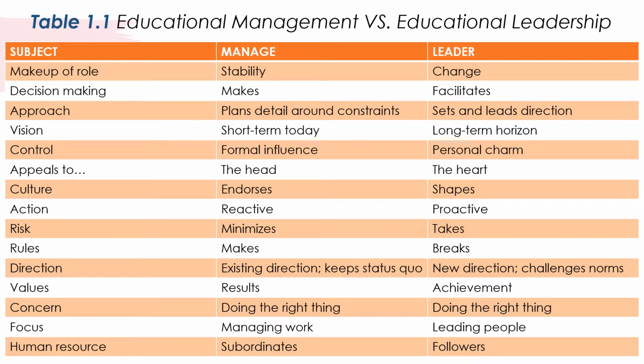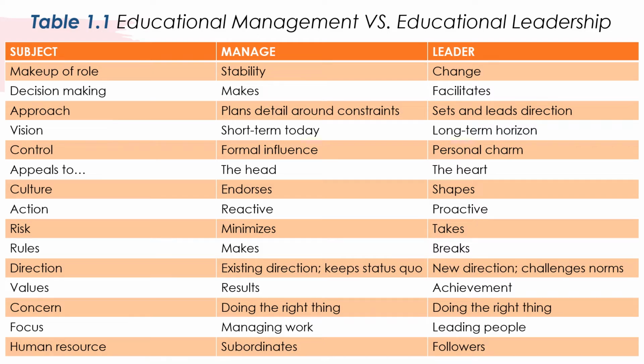How they approach a certain situation: a manager tends to plan details around specific constraints or things that can happen, or even a specific schedule, whereas a leader sets and leads in a specific direction, regardless of the constraints. For vision, a manager is short term, today, wanting to get it done as soon as possible. What's the next step for today? Whereas a leader has a long term horizon where they look to the future and how their specific goals can help in the long term and set them up for success.